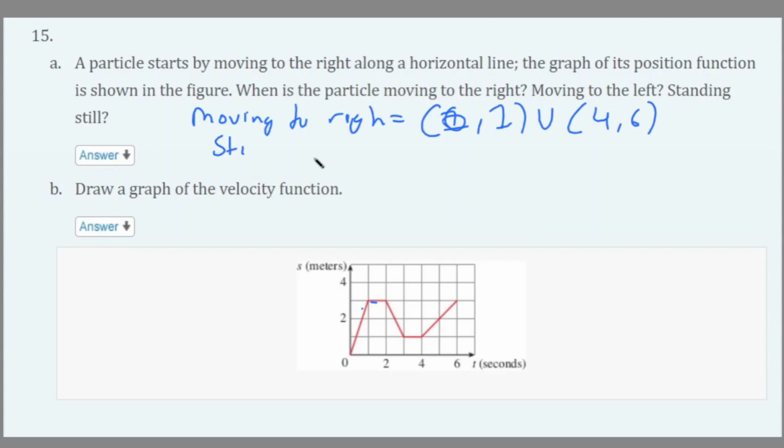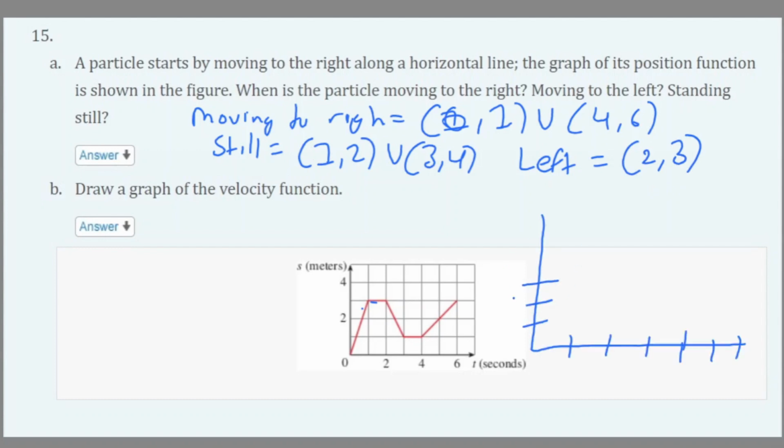And then standing still, it is standing still at 2 points, from 1 to 2 and 3 to 4. So we can say 1 to 2 and then 3 to 4. And then left, we see left is the point at which it's decreasing, which is just one interval, the interval from 2 to 3.